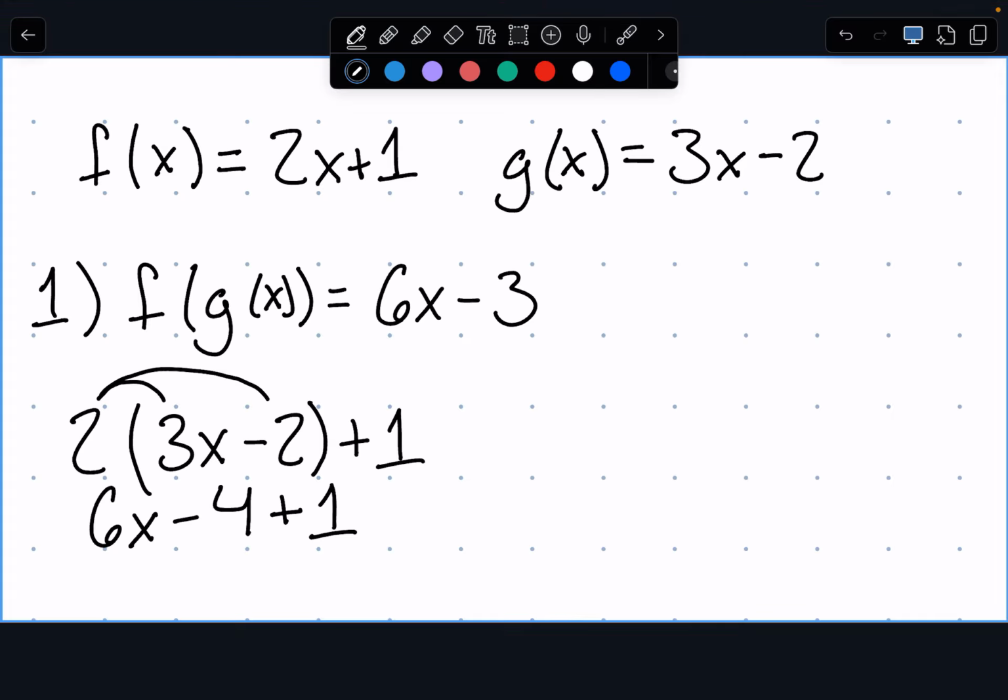Number 2 is going to be the exact same thing, except you're going to take the f of x function and plug it all in to the g of x function.